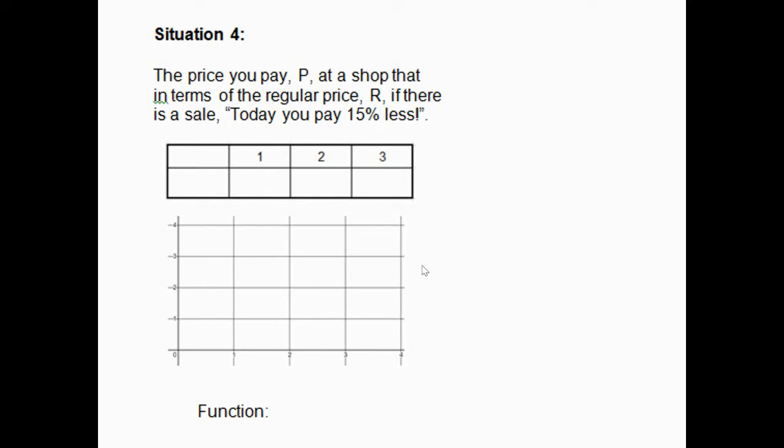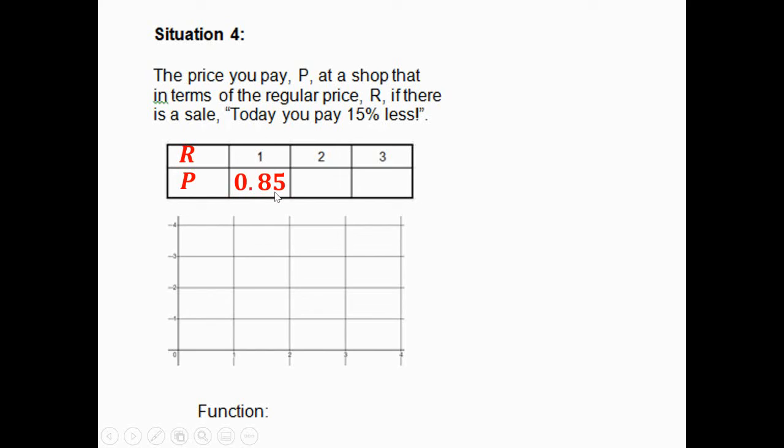Okay, the price you pay at a shop in terms of the regular price, if there's a sale, today you pay 15% less. So there's a sale. So the price you pay based on the regular price. How do you figure that out? Here's the regular price, 1, 2, 3, and so on. Here's the price you pay. Well, you pay 15% less. That means you pay 85% of the original.